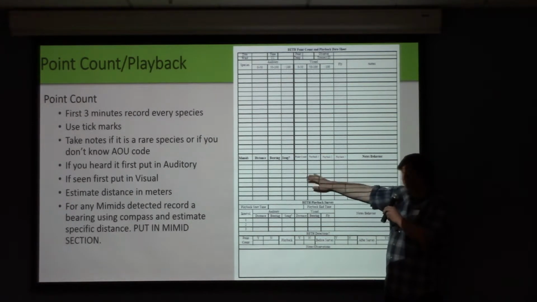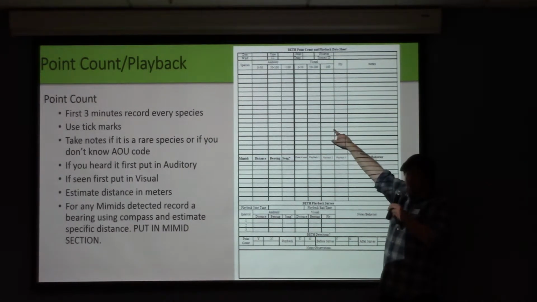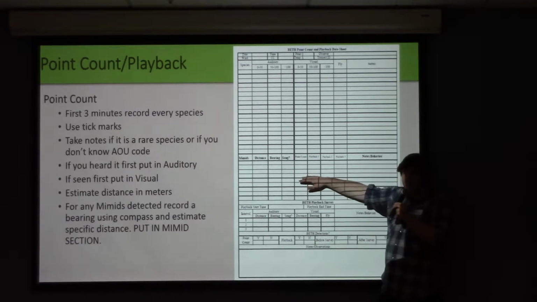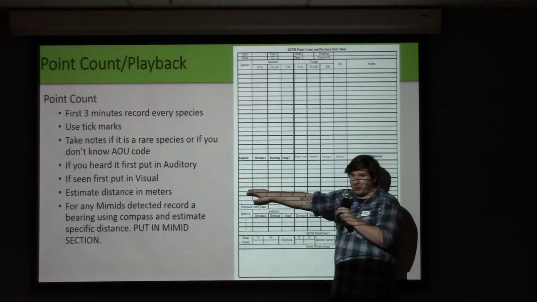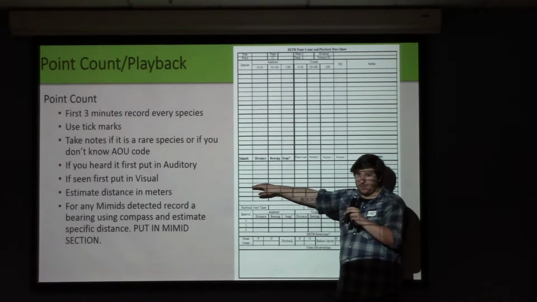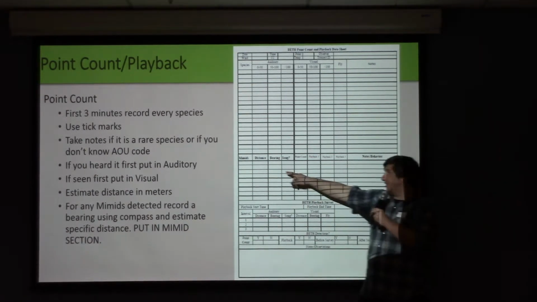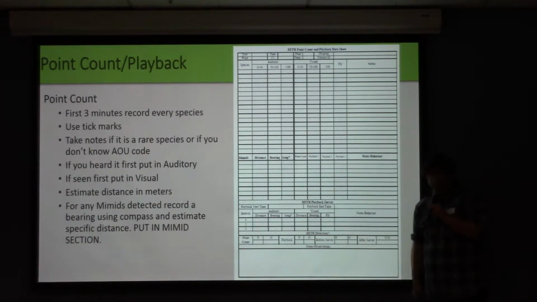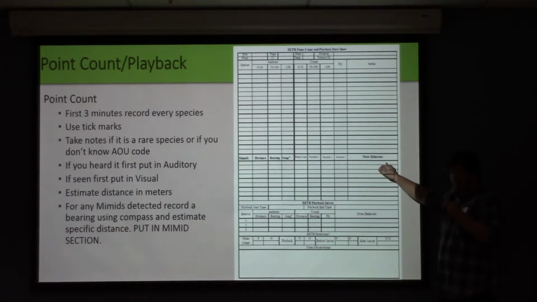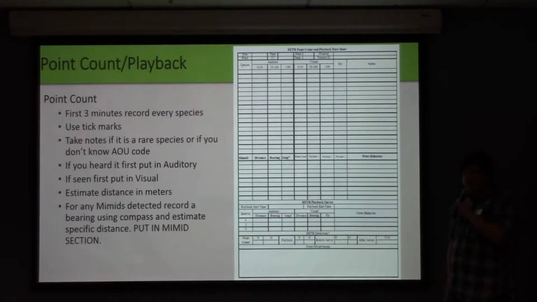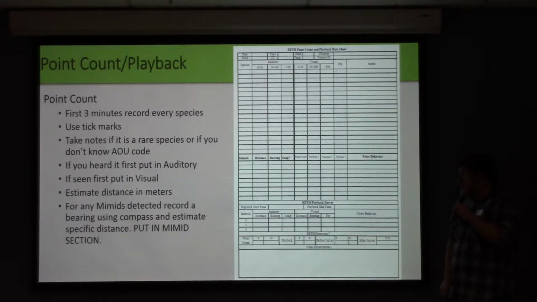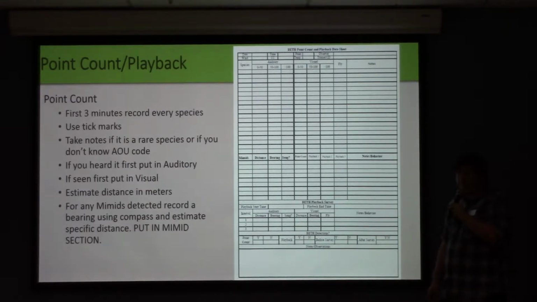But each line is its own. So it's a little different than up here. Each line is its own bird. So for every mockingbird you get, you would put it in a line. For anything you get, it goes on its own line because it gets its own distance and its own bearing. Then just take some notes if it's doing any kind of behavior. Sometimes they'll be collecting nesting material or foraging or acting aggressive towards other birds, anything like that. The more notes, the better.